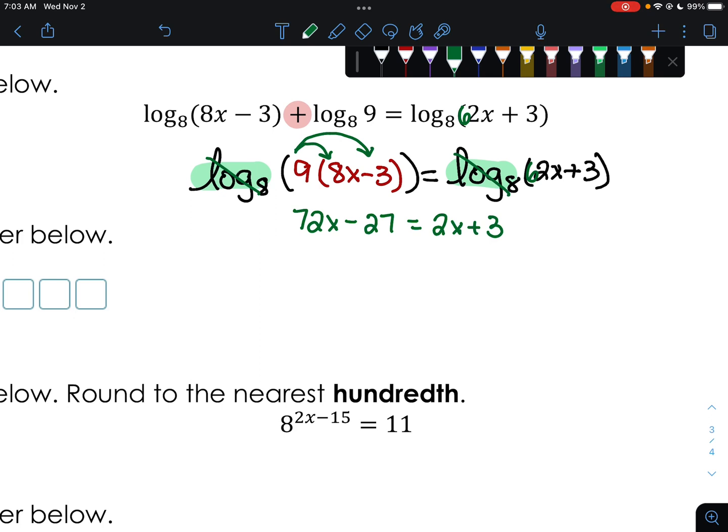Okay, now let me go ahead and fix it here. So if you have a digital copy, it should be fixed. If you have a paper copy, it's probably not fixed.